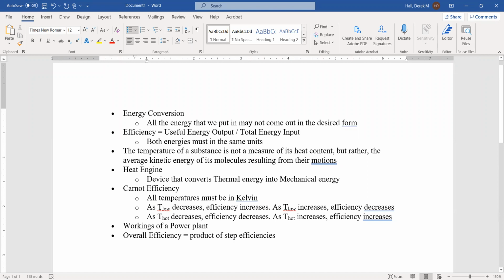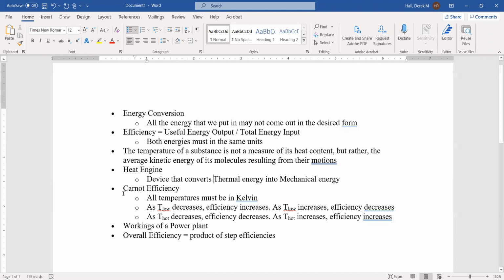Cars, for example, we take gasoline, which is chemical energy. We then burn it to create thermal energy, and then that thermal energy ends up spinning the wheels on our car or the blades on our lawnmowers, right? And it also works on a larger scale for coal and natural gas power plants when they're moving a turbine.